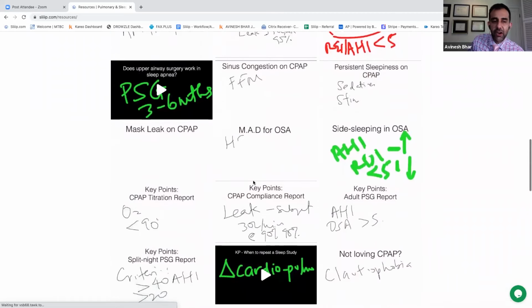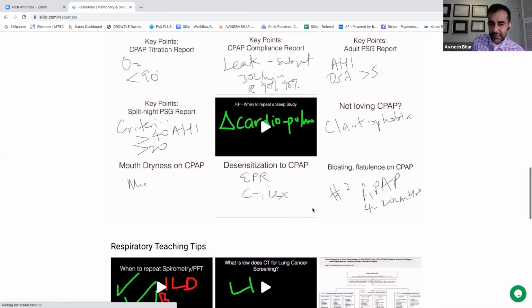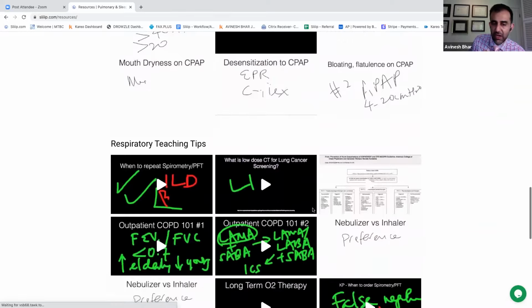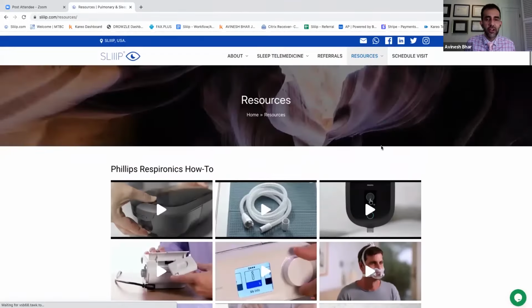And so there are different options in terms of when you're dealing with issues and compliance or not loving CPAP and what's going on, when to repeat a sleep study, desensitization of CPAP. So there's a lot more deep dive. We also have respiratory resources here and weight loss resources as well. So you can go through that.